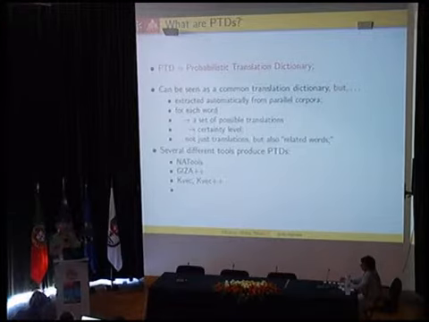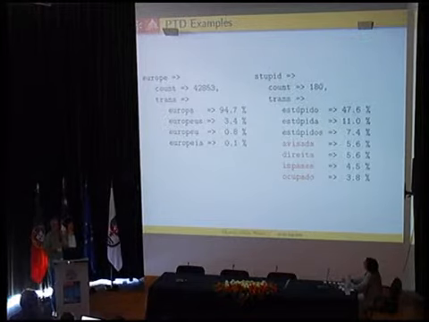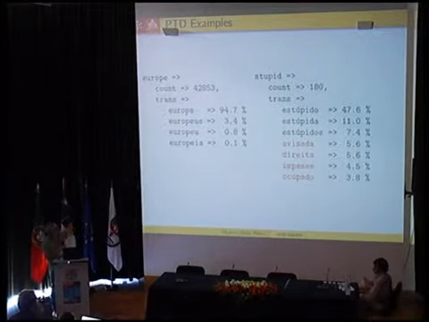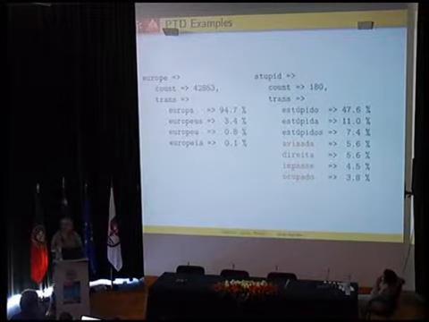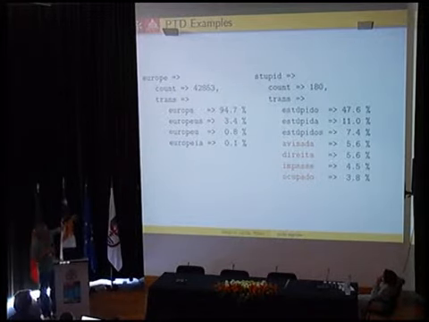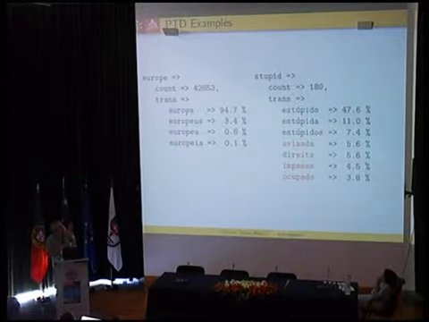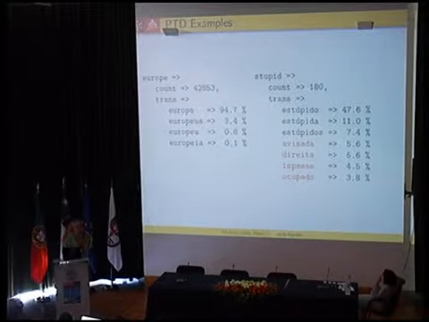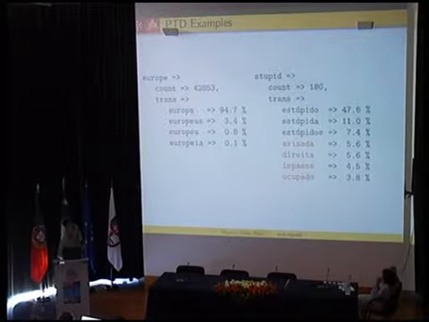If we collect that probabilistic dictionary, we end up with things like this. Europe has occurred that many times and has some popular translations with some sort of probability. It's not a real probability, but somehow the most common translations are stronger cues.